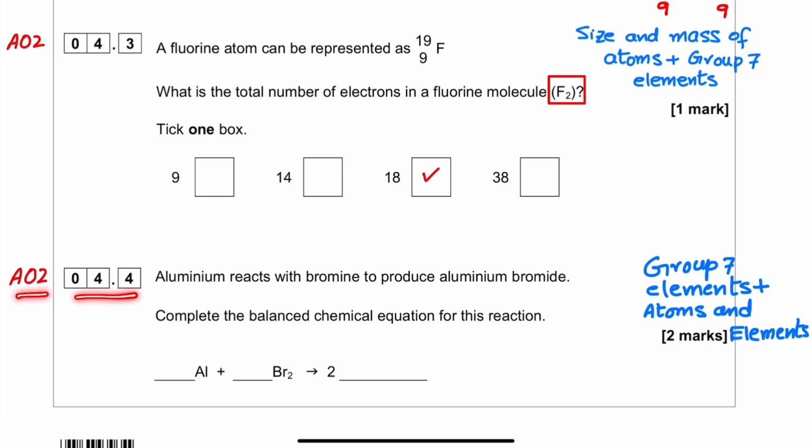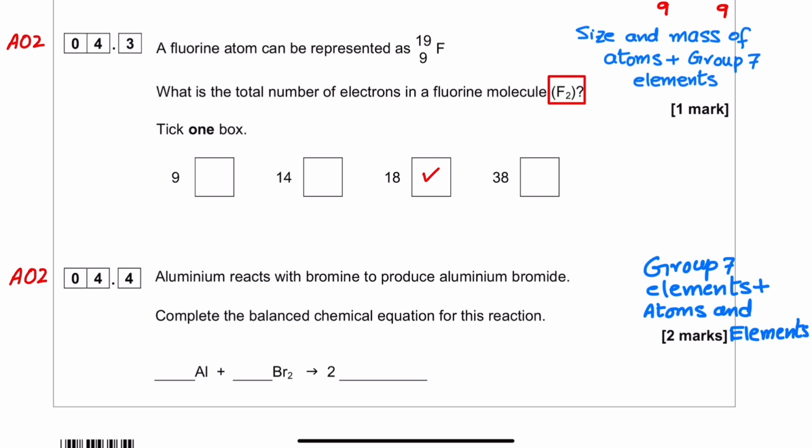4.4 is an AO2 question, and this question is from group 7 elements, atoms and elements topic. If you read the question, aluminium reacts with bromine to produce aluminium bromide. Complete the balanced chemical equation for this reaction. If you look here in the chemical reaction, we have aluminium, we have bromine molecule and we are making aluminium bromide. There are two more questions. The student must know the formula of aluminium bromide.